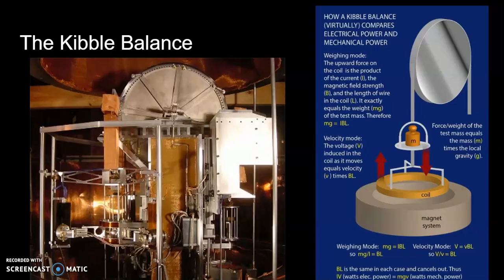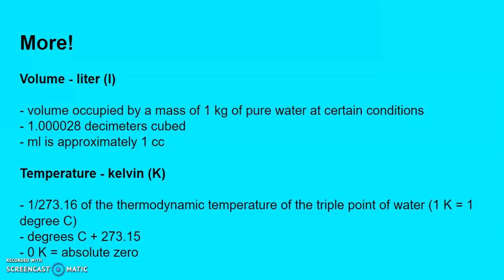So, are there other SI standards? Whoa, yes there are. There are a few. Volume is, of course, measured in liters, and that is 10 by 10 by 10 centimeters, or 1.0000028 decimeters cubed. That's the actual official definition. A milliliter is approximately equal to a cubic centimeter. They are well within a fraction of a percent, even though they're not precisely the same thing.